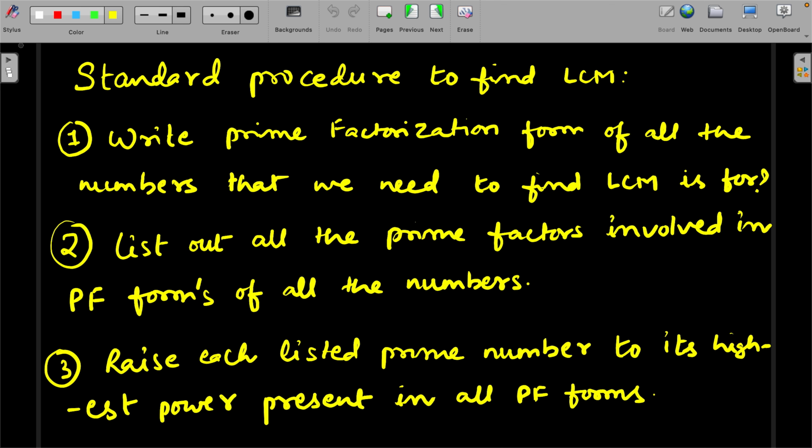Then the second step, what we have done, we have listed out all the prime numbers. So the same thing we have written here. List out all the prime factors involved in the PF form of all the numbers.